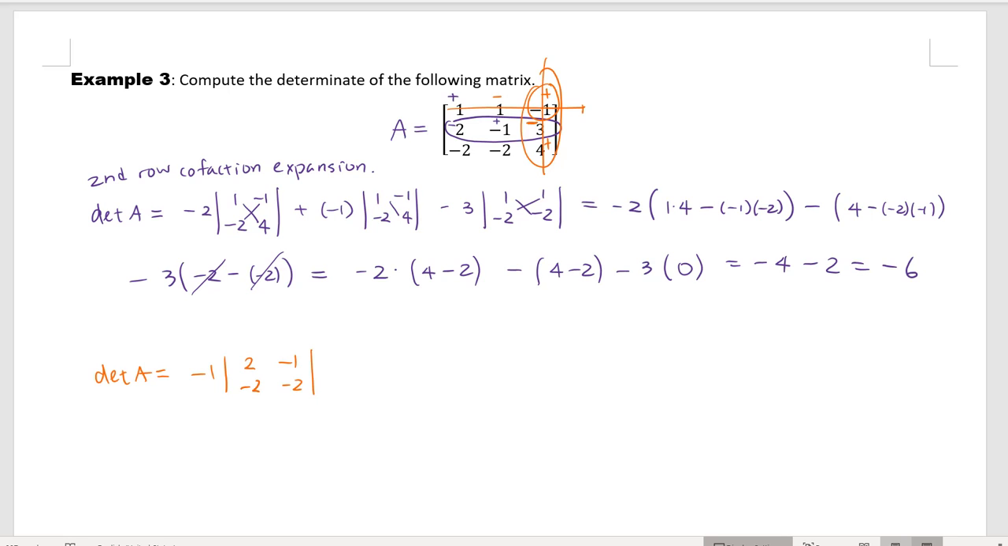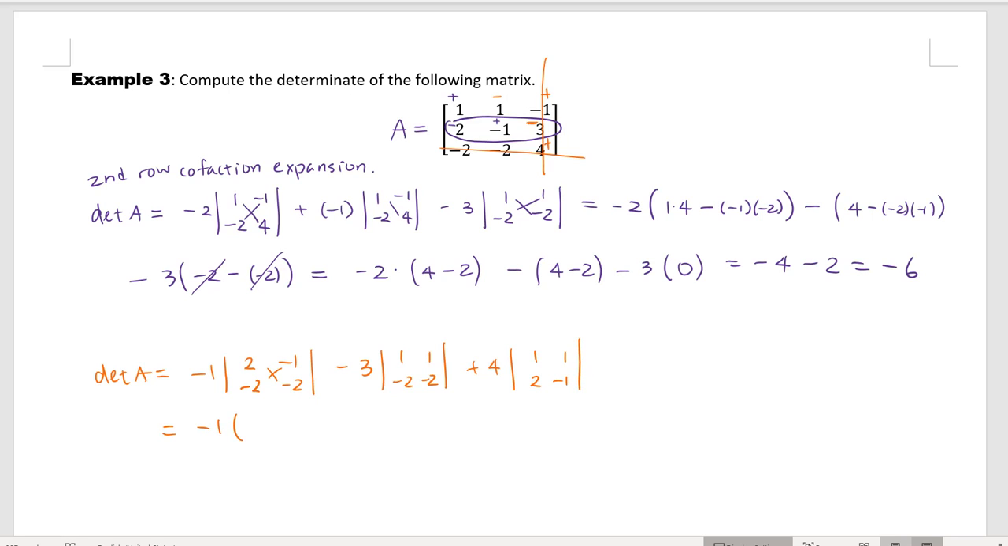And then next we have -3 times the determinant of the submatrix 1, 1, -2, -2. And then plus 4 times the determinant of the submatrix 1, 1, 2, -1.